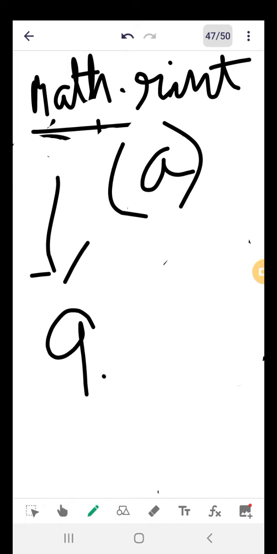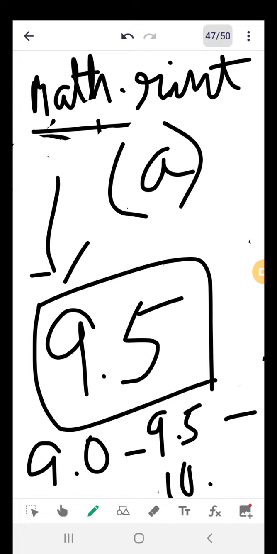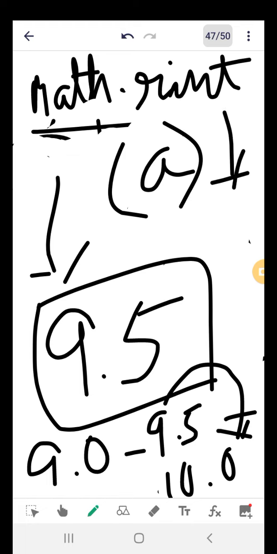Let me tell you that. If it is 9.5, there are two numbers, an upper limit and a lower limit. For example, 9.5 lies between 9.0 and 10.0. So Math.round, what will it do? If it was Math.round in place of Math.rint, what will the answer be? The answer would have been 10.0. In this case also, the answer will be 10.0.